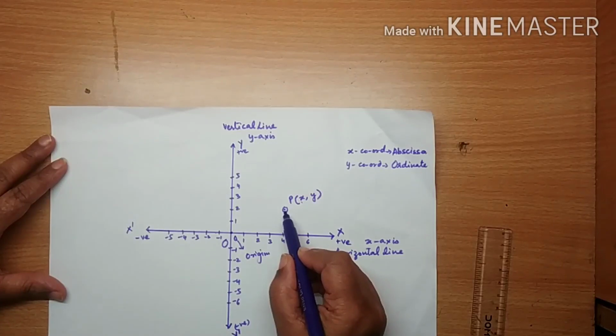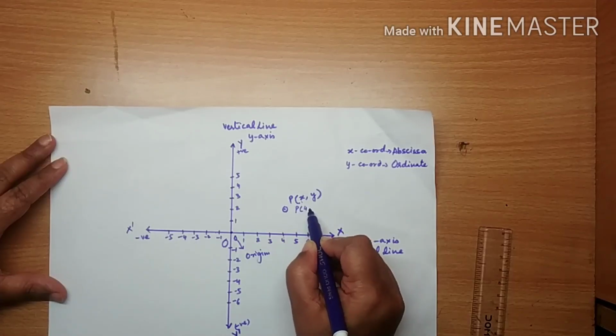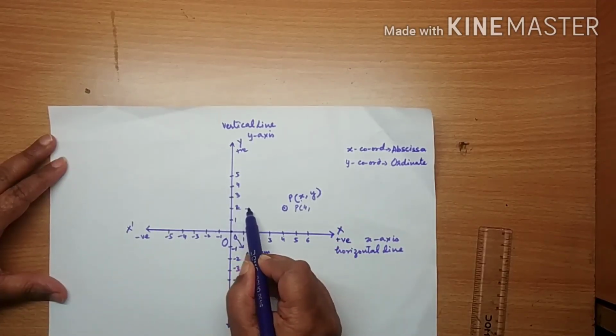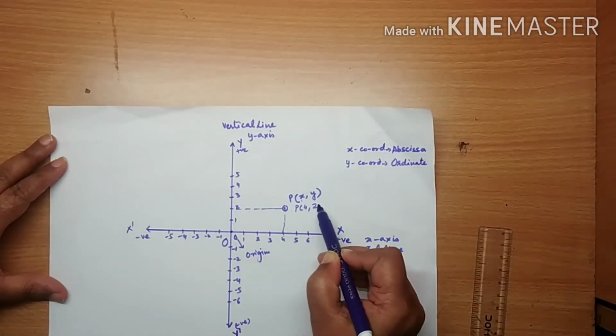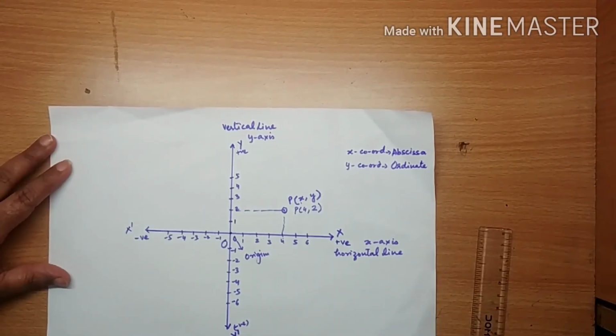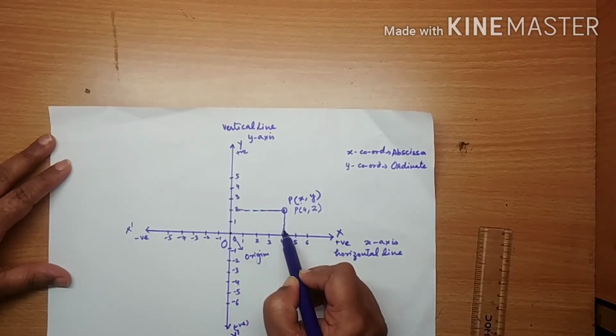Now let us read the coordinates of this point P. What is the x coordinate for this point? What is the x coordinate? X coordinate is 4 and the y coordinate is, on the y-axis, the y coordinate is 2. So this point has the coordinates 4 and 2. Now how do we get it actually, these coordinates?